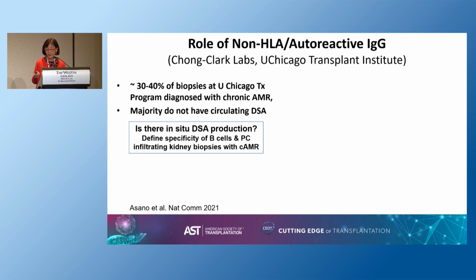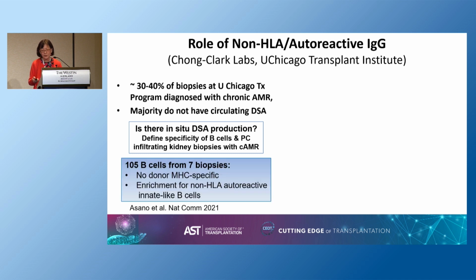And so one of the questions we wanted to test was, is there in situ DSA production that is causing this, but it's just not enough to be detected in the circulation? The way that we did it was to define the specificities of the B cells and the plasma cells that were infiltrating these kidney biopsies. We expressed the antibodies that were produced from 105 B cells from 7 biopsies, and we found no B cell produced donor-specific MHC.